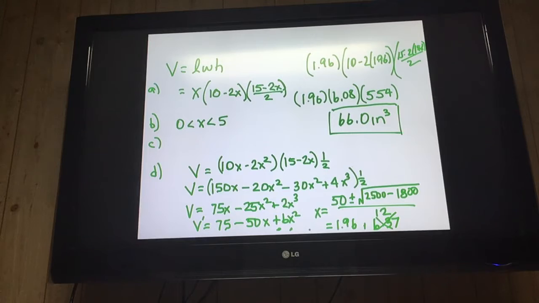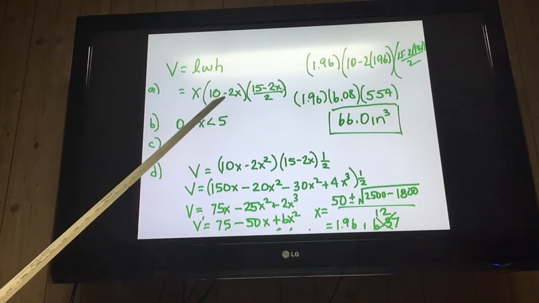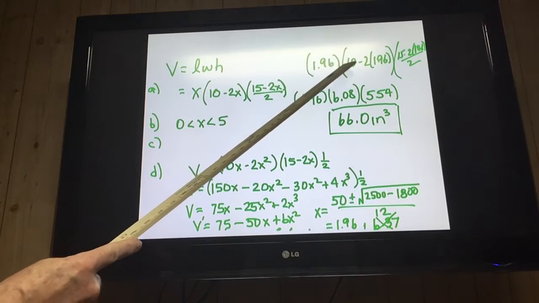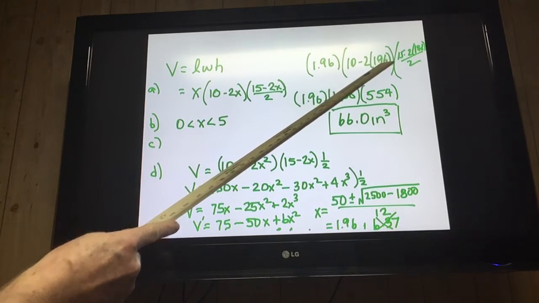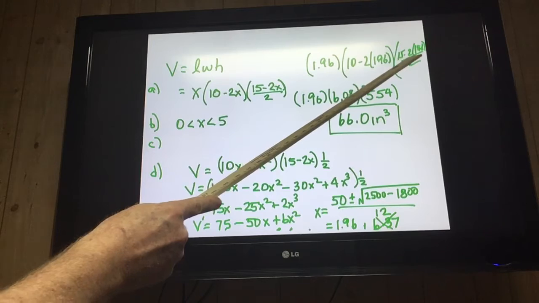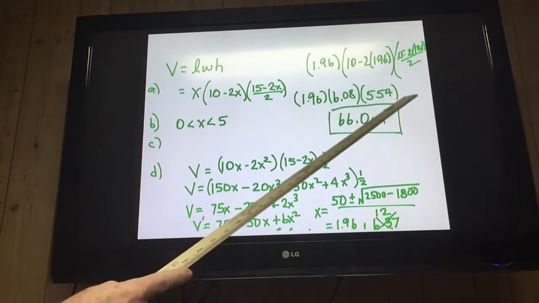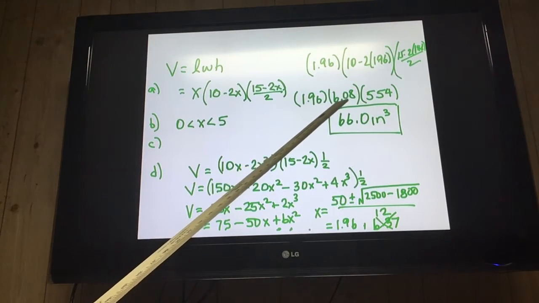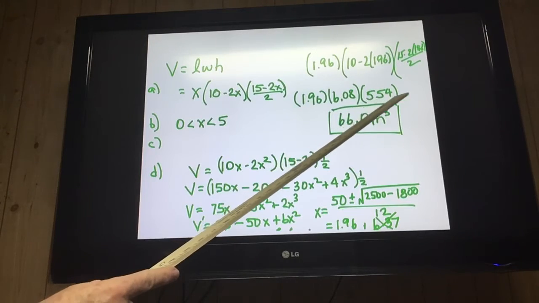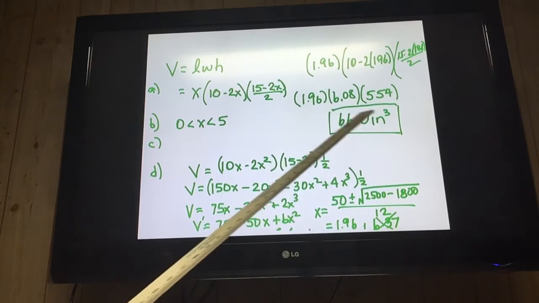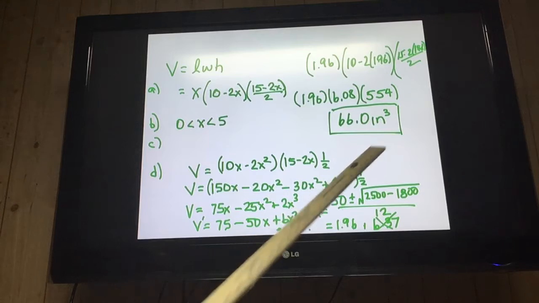So they want to know what the maximum volume is. So we take the 1.96 and plug it back in for my x's. So 1.96 times (10 minus 2 times 1.96) times (15 minus 2 times 1.96) divided by 2. I get 1.96 times 6.08 times 5.54. That equals 66.0 inches cubed.